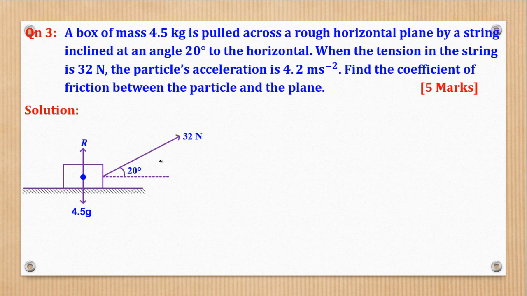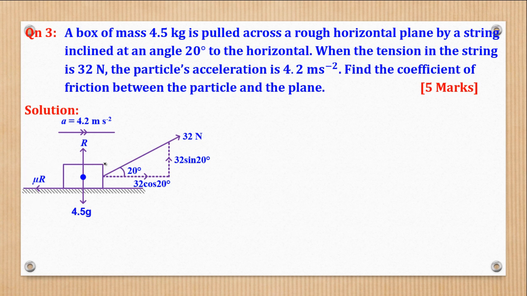So from there we need to resolve that force. We shall get the horizontal component of 32 cos 20 and the vertical component of 32 sin 20. It is also rough, but for you to know the direction of friction, you need to know the acceleration. The particle is moving in the direction of the pulling force. Therefore, friction must oppose motion.